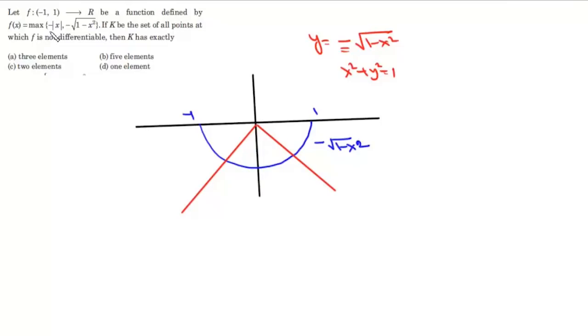Now we have to choose the maximum of the two. In between -2 and this point, the maximum is this graph. Now between 0 and this point, this is the maximum. And here again, this is the maximum. Now it is not differentiable at these 3 points. So f is not differentiable at 3 elements, and that's your option A.